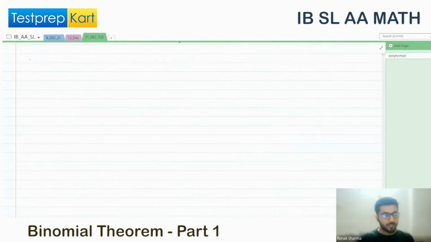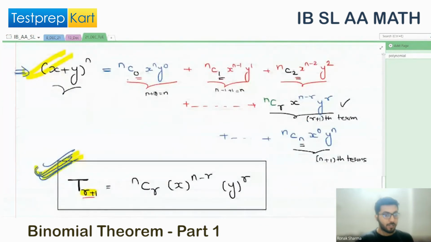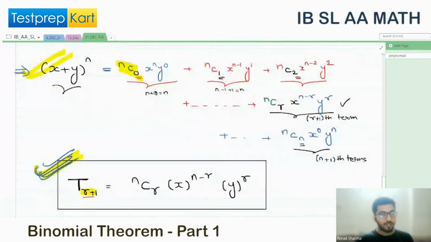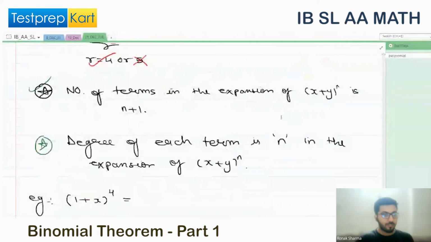Now let us take a few examples. Let's say (1 plus x) power 4. Now we want to write its binomial expansion. So what will it be? nC0, see from where it started. Try to focus here. nC0, nC1, nC2, it will keep on increasing. Then you can see that the x power is decreasing by 1 in each term and the y power is increasing.